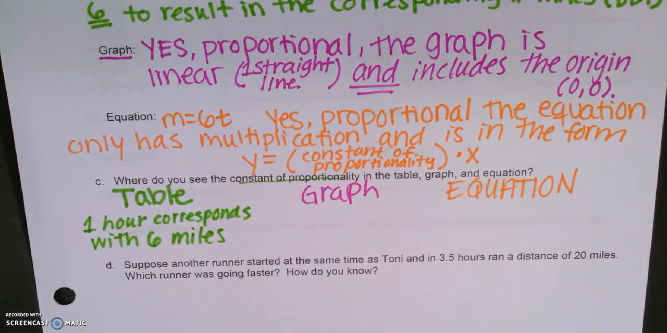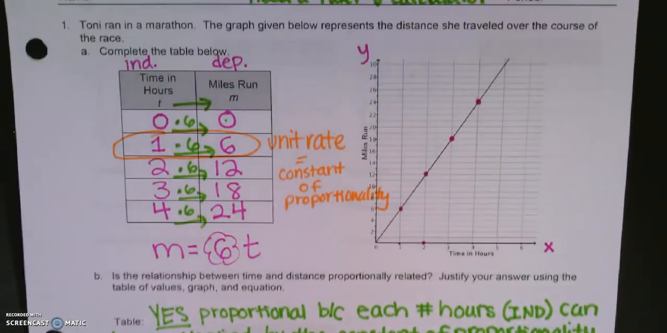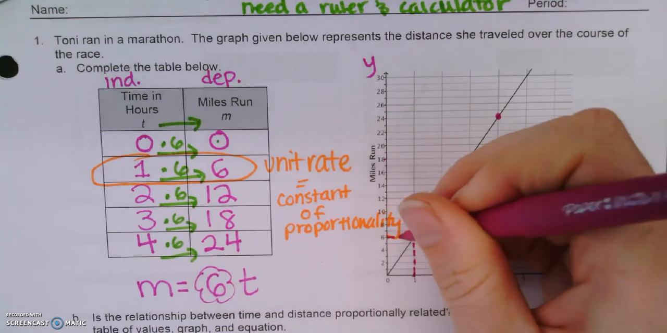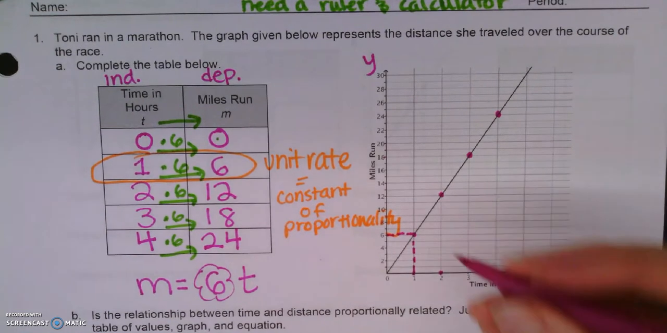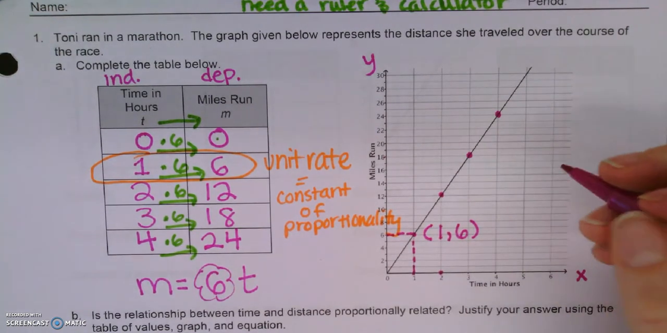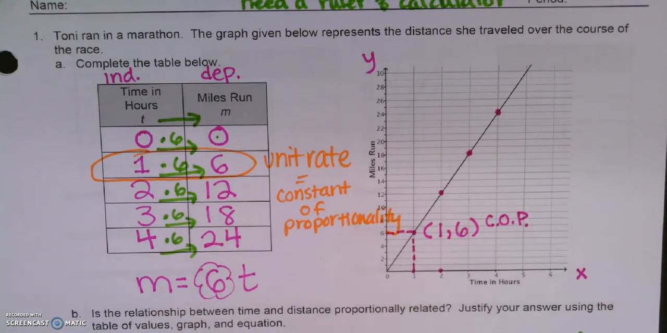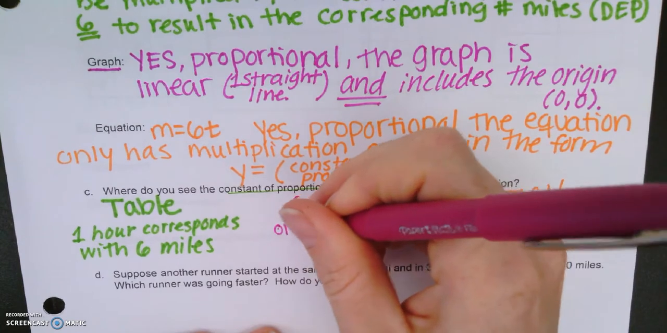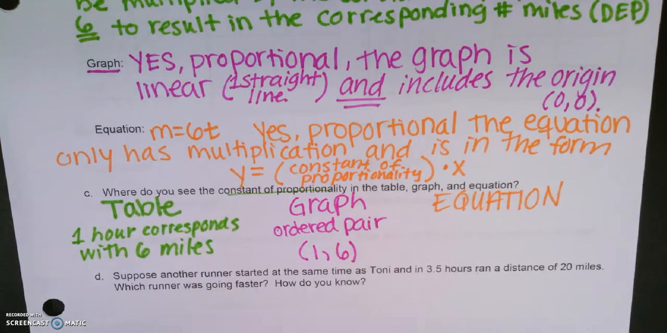Excellent. So let's take a look at our graph. Where could we see per 1 in our graph? Well, if we look at our graph for our constant of proportionality, notice that at 1 hour, we went 6 miles. So the coordinate or the ordered pair or the point 1 comma 6, x comma y, 1 comma 6 is your constant of proportionality. I'm going to just do COP for right now. So in the graph, ordered pair, 1 comma 6, that's where I find my constant of proportionality.